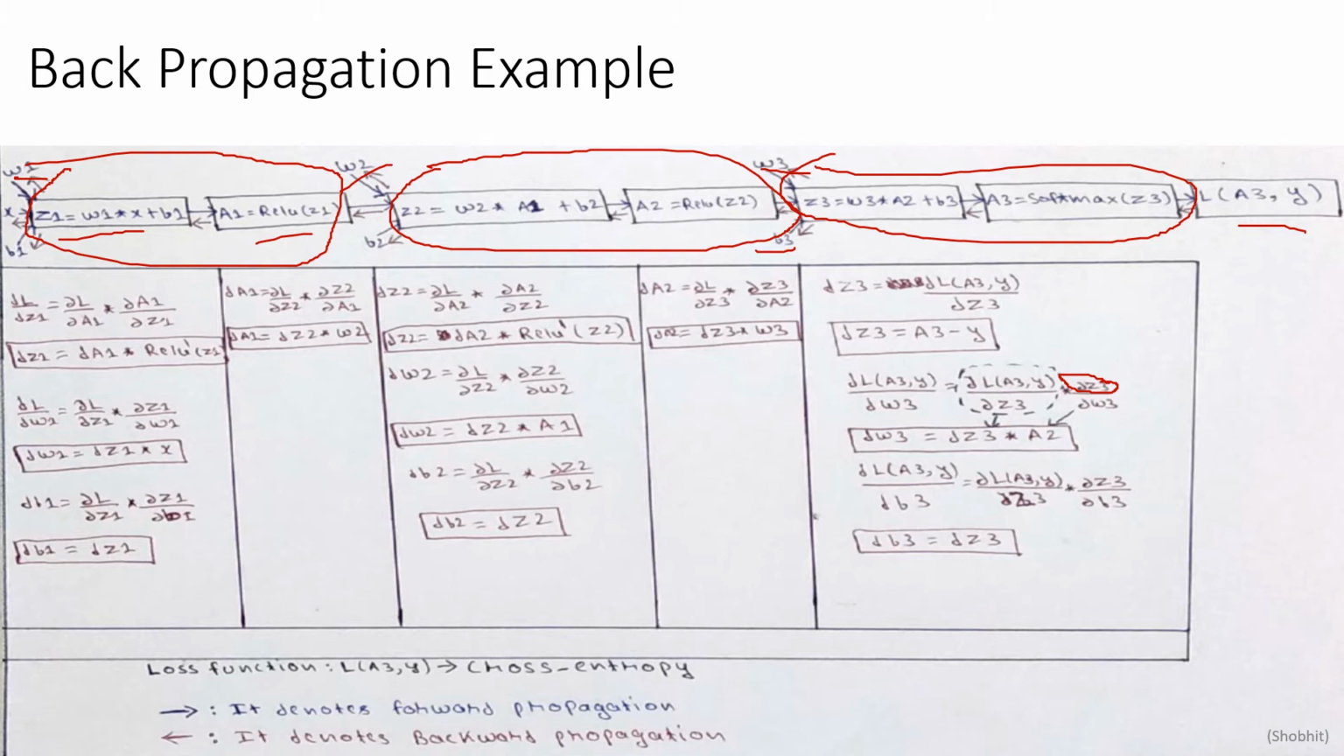Similarly, if I want to find the change in W2, that can be calculated through ∂L by ∂Z2 into ∂Z2 by ∂W2. This ∂Z2 can be calculated by this formula, and so on. So in short, we use the chain rule to calculate any trainable parameter.